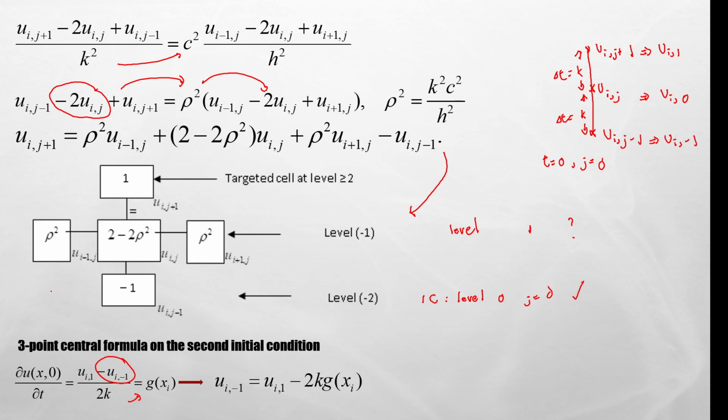So remember, please take note, this 3-level molecule can only be used for level 2 onwards. Before you can apply this, you have to find level 1. To find level 1, you need to use the second initial condition. From the second initial condition, when you substitute z0, you have u_{i,-1} equal to u_{i,1} minus 2k g(x_i). So you plug this in here, and then you can eliminate this term. You will reduce from a 3-level scheme to a 2-level scheme.